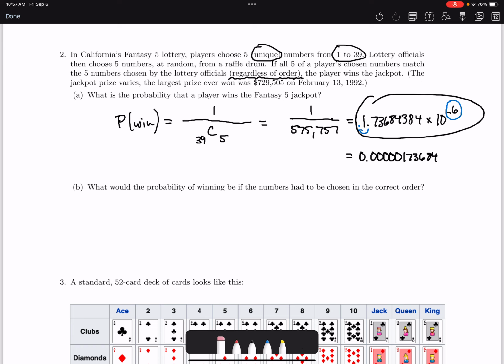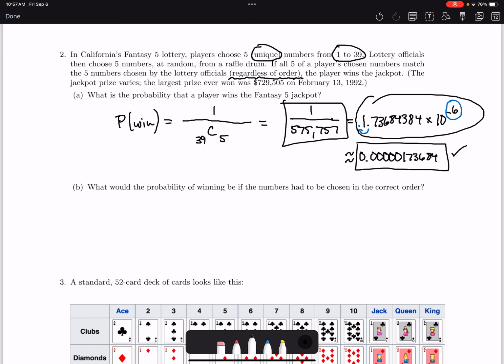We should just round this. I'm sure that Desmos was rounding already, so I'll say that this is approximately that number. So this is our exact answer, and this is the approximation as a decimal. Your chances of winning are pretty slim. It looks like they're pretty slim, right? But things could be worse.